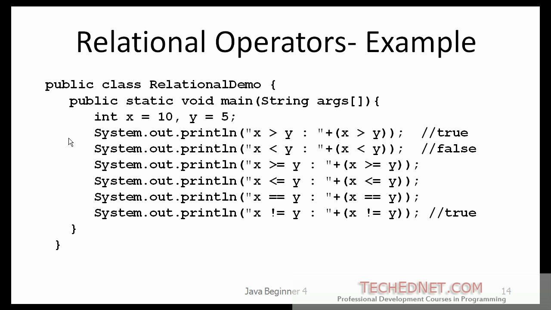On the next page, I have a couple of examples, and I suggest that you take this program and try running it. For example, here x is 10 and y is 5. So if I ask, is x greater than y, the answer is going to be true. Is x less than y? That is going to be false. Is x not equals y? That is going to be true. And you may want to try this program and predict what the output would be when you try some of these other statements.